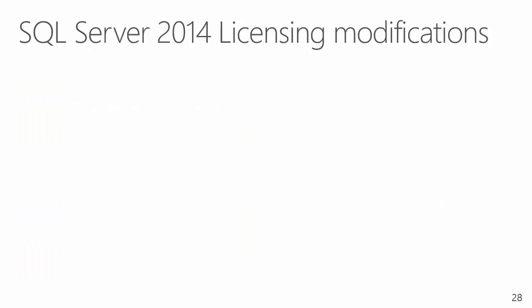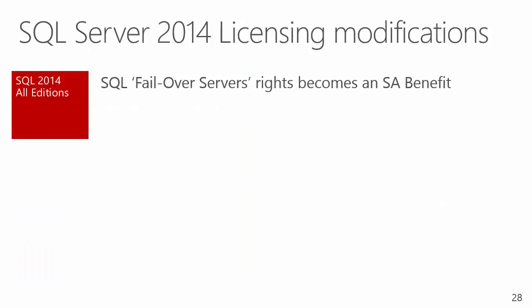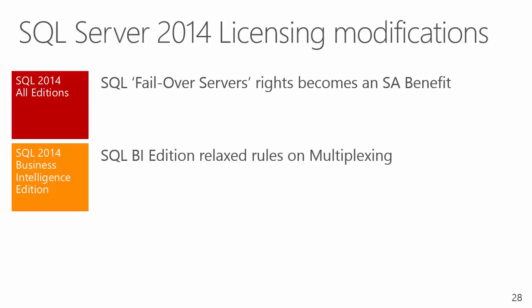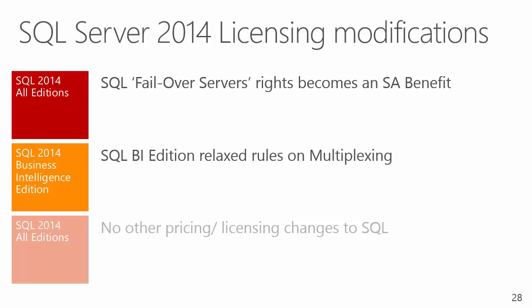SQL Server 2014 adds the following modifications. First, SQL Failover Server Rights becomes a software assurance benefit for all editions of SQL Server 2014. Secondly, SQL 2014 BI Edition has relaxed rules on multiplexing. And thirdly, no further pricing or licensing changes to SQL Server 2014.